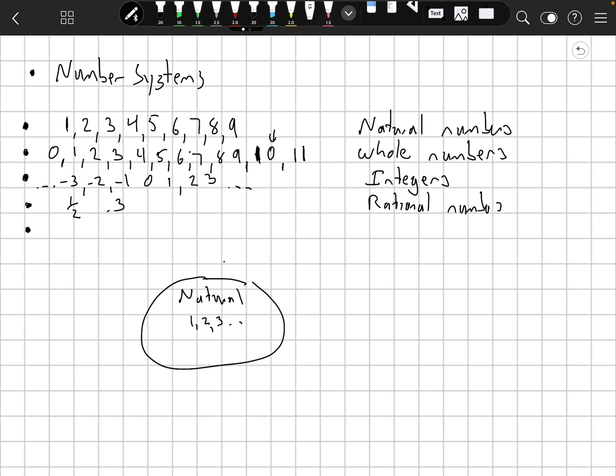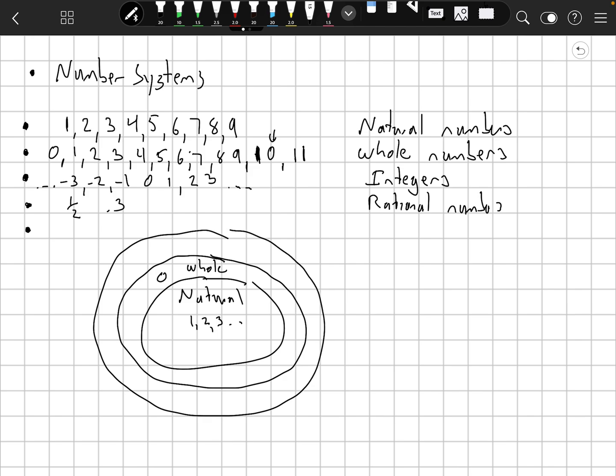1, 2, 3, dot, dot, dot. Now the whole numbers contain all the natural numbers, but they also have 0. That's whole. And the integers contain all the whole numbers, but they also have negatives.